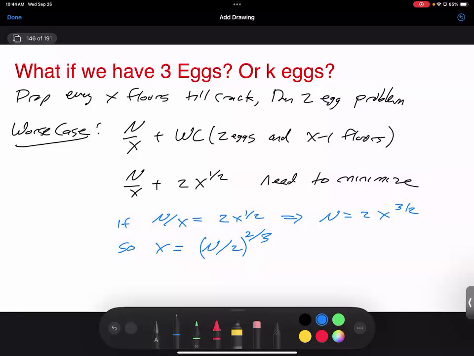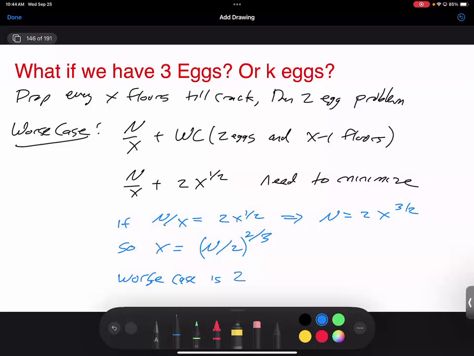So yes, I substitute x equals (n/2)^(2/3) into both of them. Do I have to evaluate both of them? What do we know about those two values? We've just assumed they're equal to each other, right? So because of this analysis, the worst case is going to be just twice.